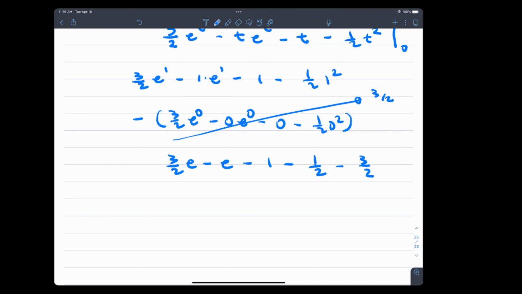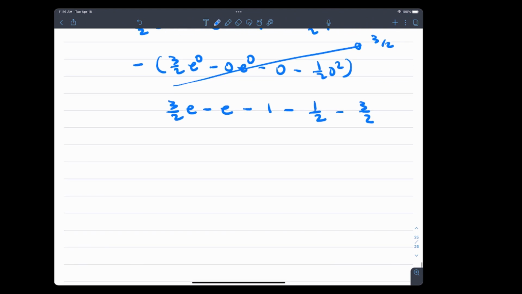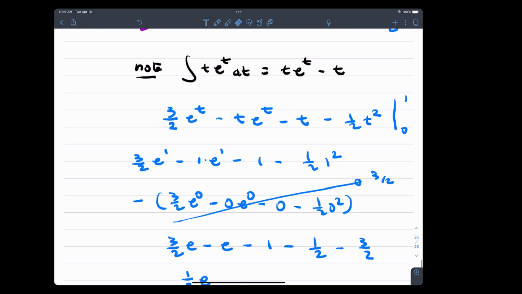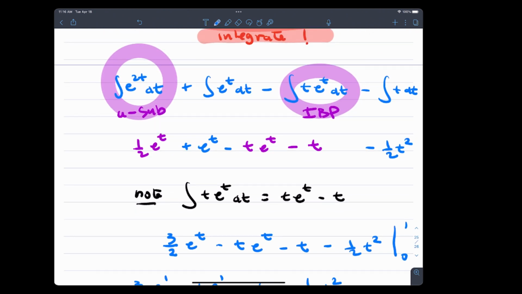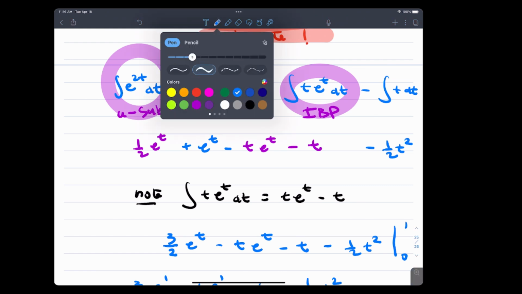So double check. And that looks like that's going to be, is that 1/2 e minus 1? Or is that just 1/2 e? I'm not sure. Double check. Did we do everything okay? That's 2t. Something was bothering me.